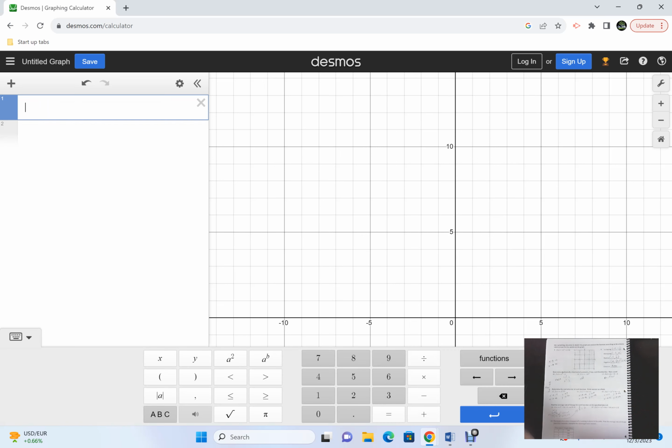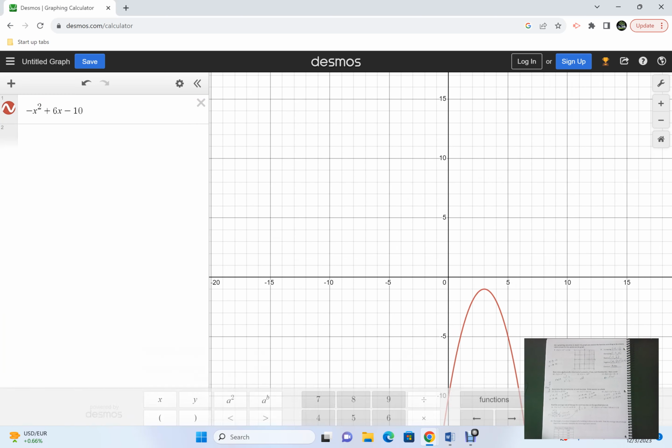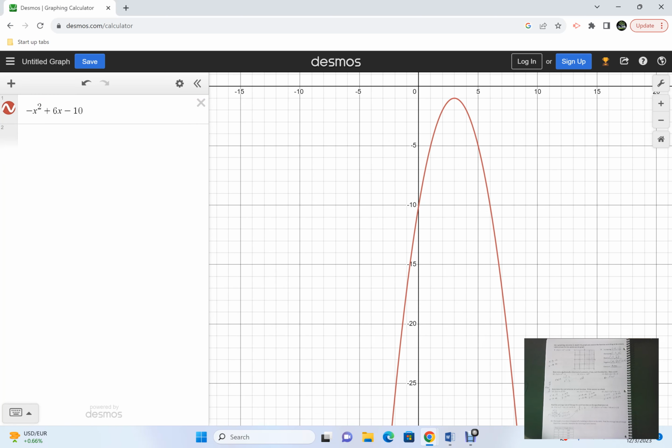So let's say I have negative x squared, and then plus 6x, and then minus 10. Okay. Now, I would love if it would just scroll instead of zooming in and out, but I get it. Okay, anyway. So negative 2 on the x to 3 on the x is the range that it gives me.